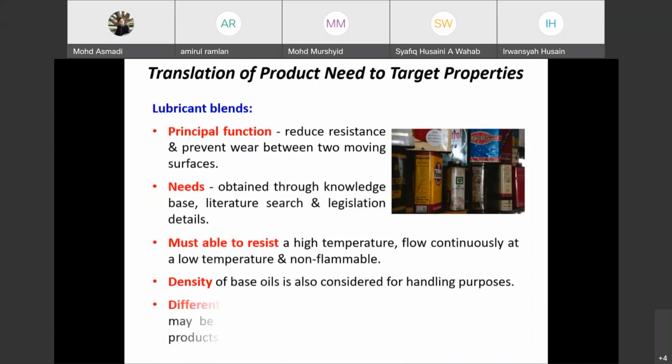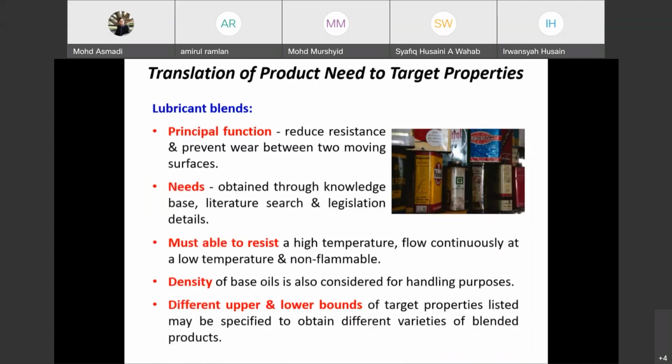Yang ni biasa je. Okay, lubricant blends, principal functions, reduce resistance and prevent wear between two moving surface, needs obtained through knowledge, based literature search and legislation details and so on. Density, in terms of density, different upper and lower bounds. Okay, ini awak kena tahu lah. Okay, and also kalau knowledge based example ni, okay, information kena ada knowledge base dalam dia punya order of the hierarchical. Itu yang awak kena tahu.